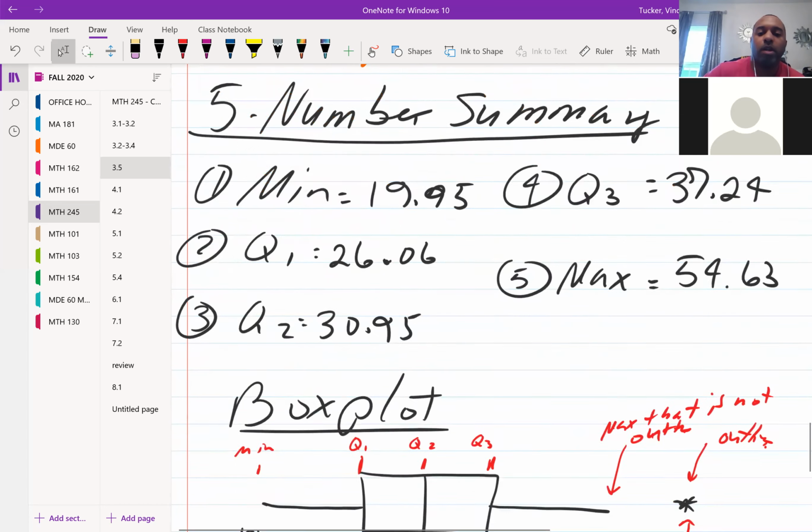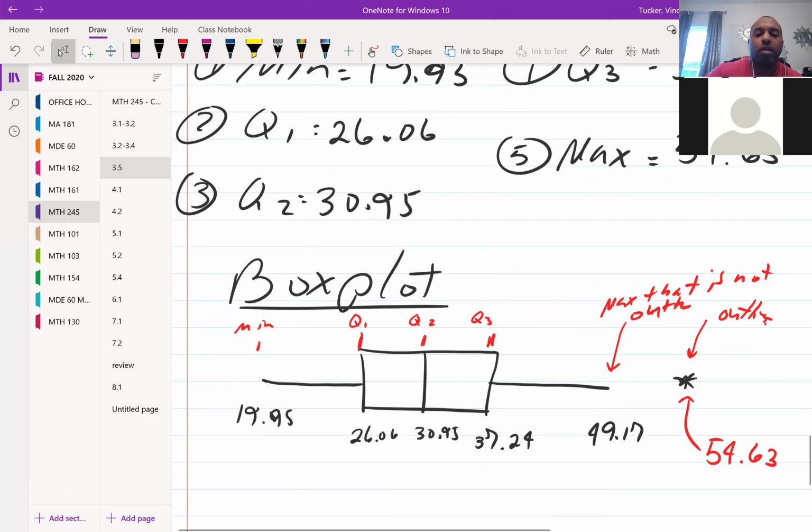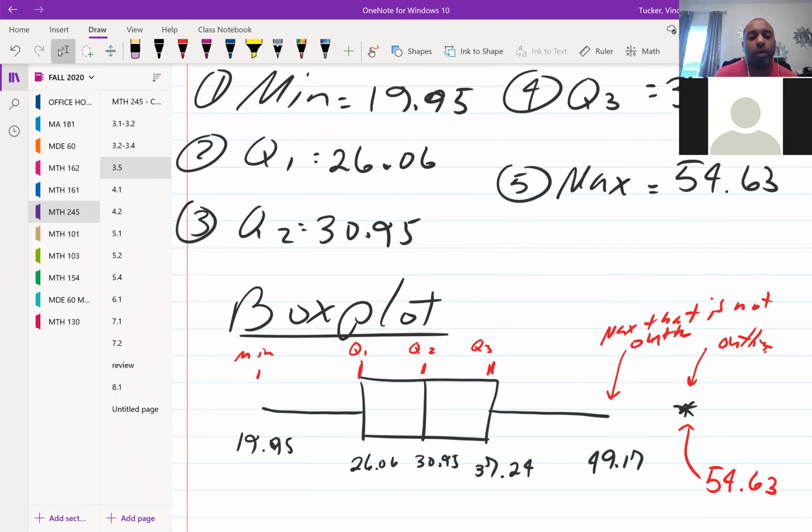All right. Box plot. So we will have our box with the 3 lines in it where Q1, Q2, and Q3 would be. Whiskers would extend to 19.95 on the left, but 49.17 on the right, because remember 54.63 was the outlier. So we would represent that as an asterisk. So the stuff in the red is what you normally wouldn't write. It's just me writing notes. The black is what will represent your actual box plot.